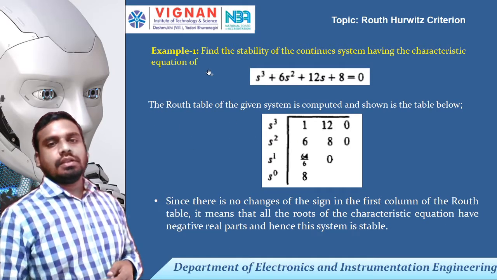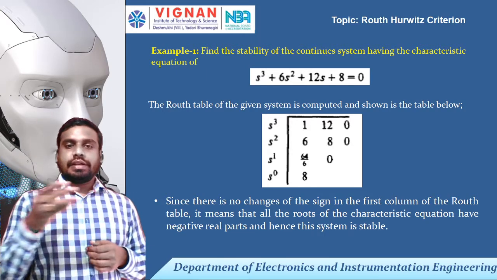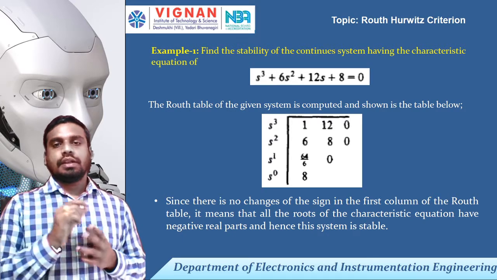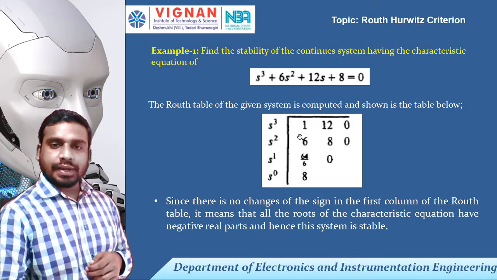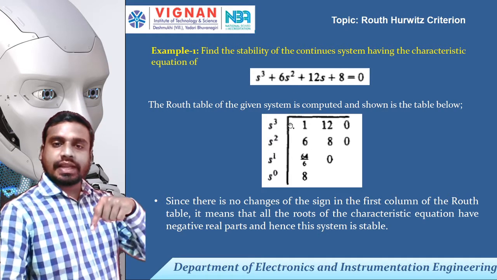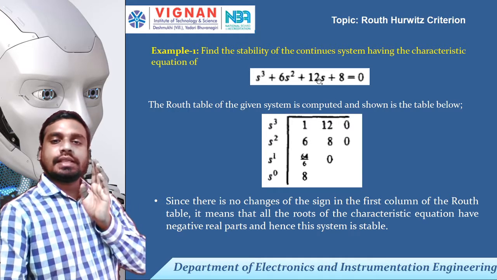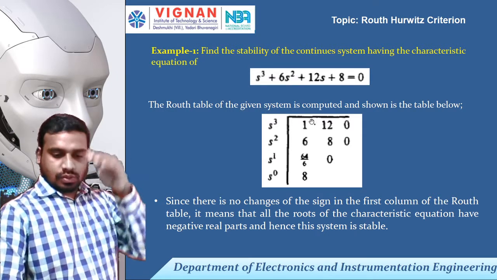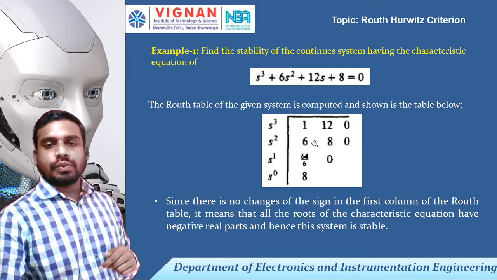Okay. So first example, s cube plus 6s square plus 12s plus 8. Write down the first two rows from the characteristic equation. You can see the coefficient of s cube is 1, the coefficient of s square is 6. That should be in the second row, first element. Then the second element of the first row is the s coefficient. The next term will be in the second row. First row, second row, first row, second row, that way it should go. This is how we get the first two rows.